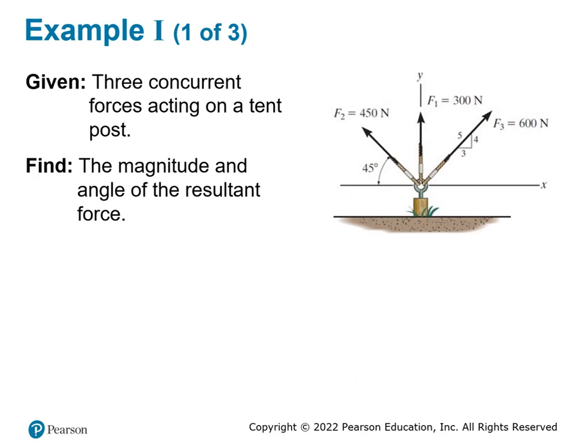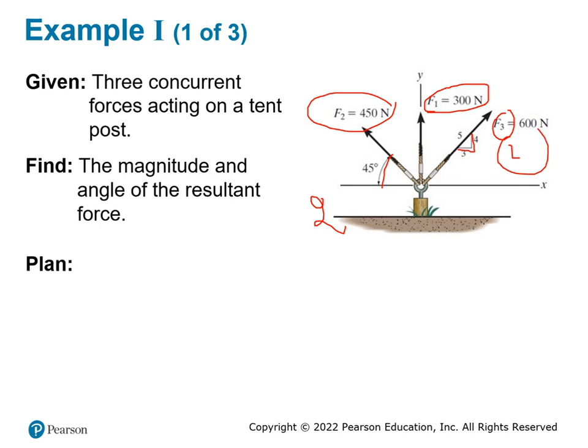Let's look into this first problem. So we have three concurrent forces acting on a chain post. The magnitude and angle of the resultant force is what they are asking to find. So let's look into the forces. F1 is not going to give us any problem because it's just a vertical one, so we are fine with that. But F2 is acting at 45 degrees with the horizontal, so we need two components for F2, and F3 is acting on a slope, so we are going to get two components, horizontal and vertical.